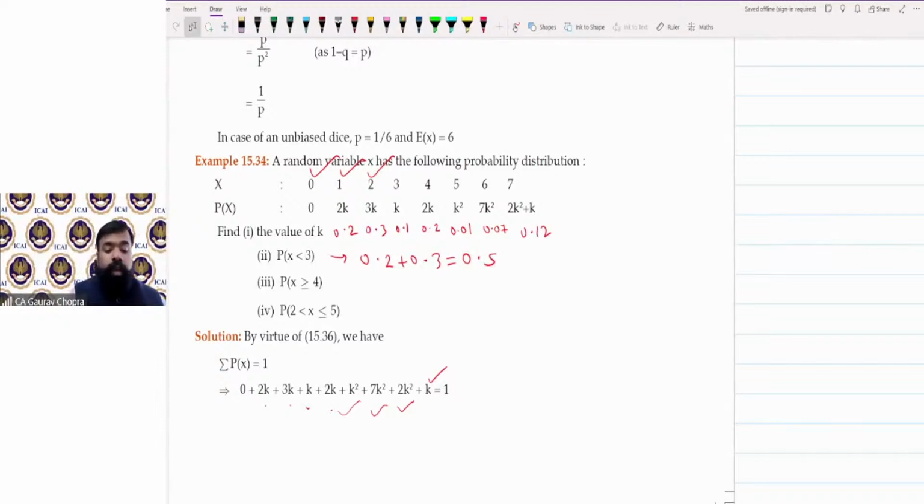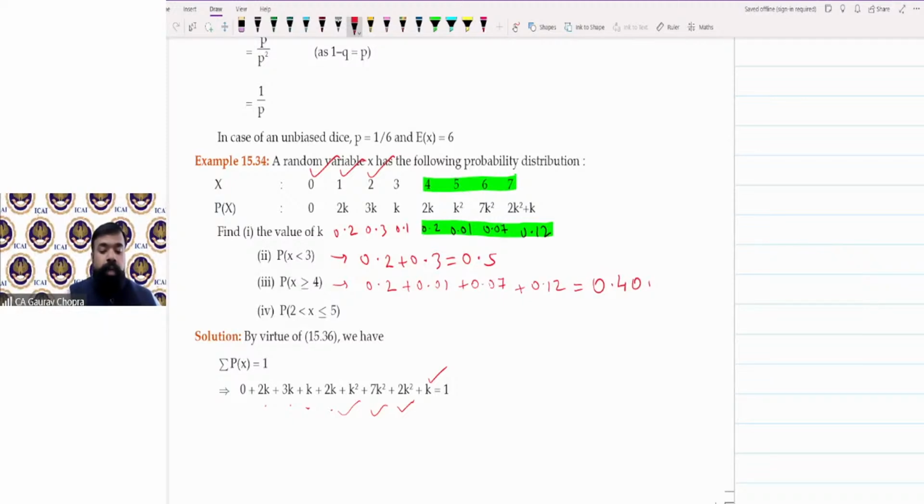Then third is x greater than or equal to 4. So 4, 5, 6, 7, all these we have to cover. So 0.2, 0.01, 0.07 and 0.12. So add all of them, and it becomes 0.40.